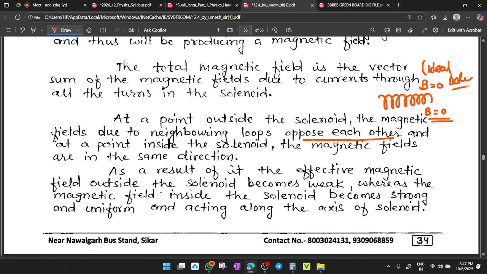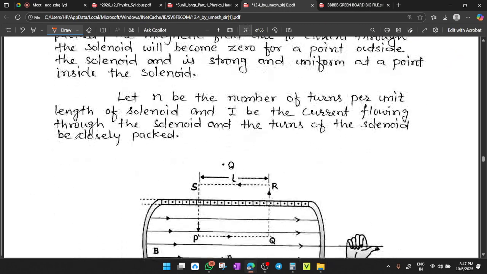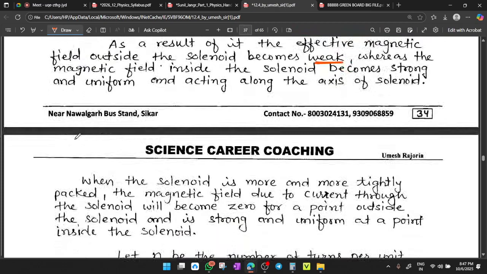For an ideal solenoid this case is valid, but inside the solenoid the magnetic field is uniform, and all the field lines are in the same direction. Clear? As a result, the effective magnetic field outside the solenoid becomes weak, and ideally it is 0, whereas inside the solenoid it becomes very strong and uniform, acting along the axis of the solenoid. So the direction of the magnetic field is parallel to the axis of the solenoid. Clear?